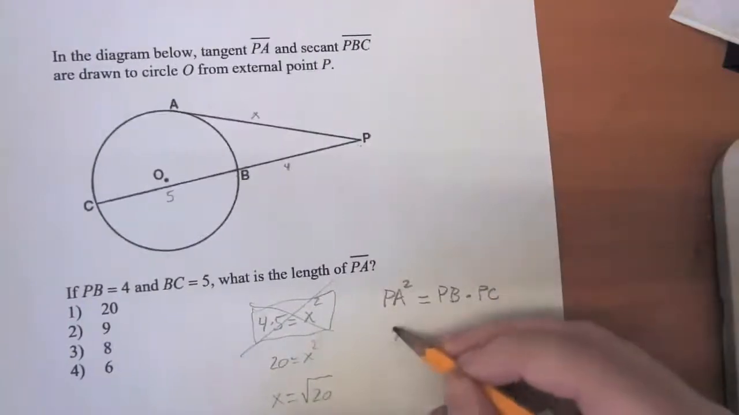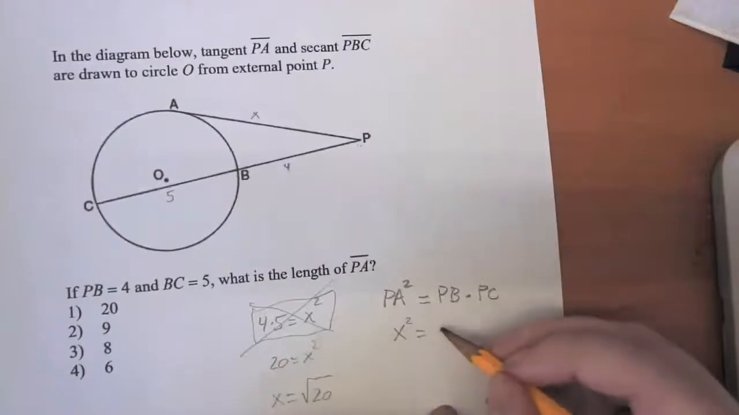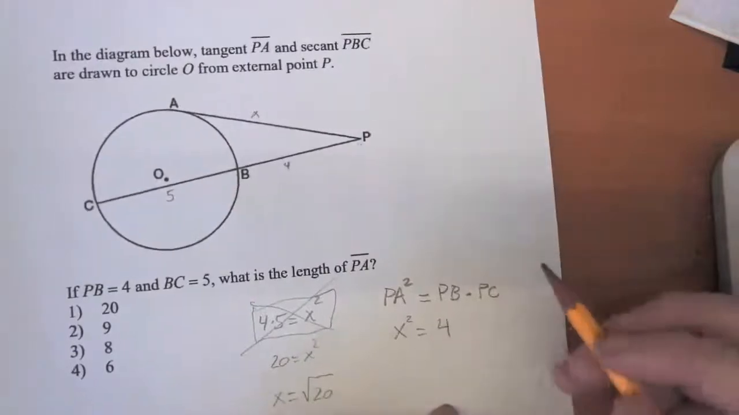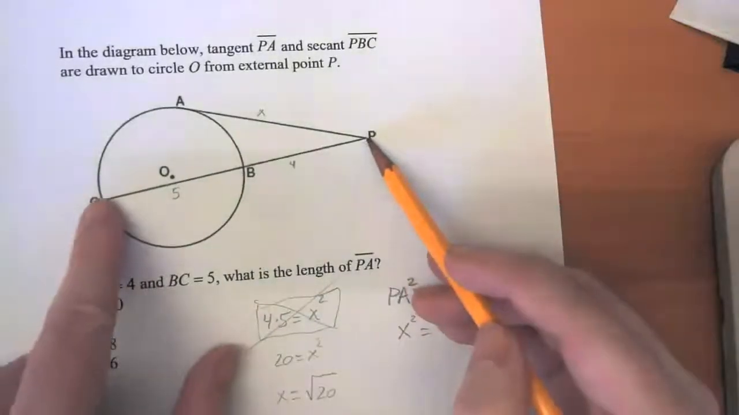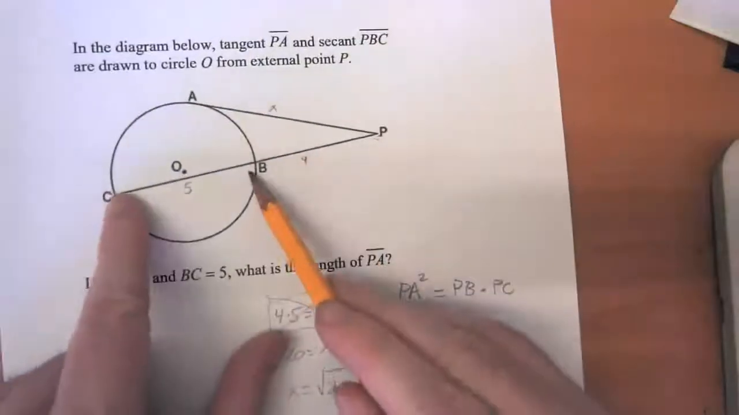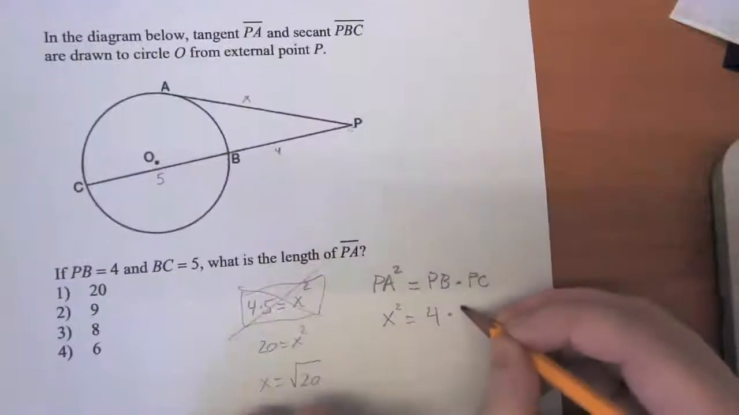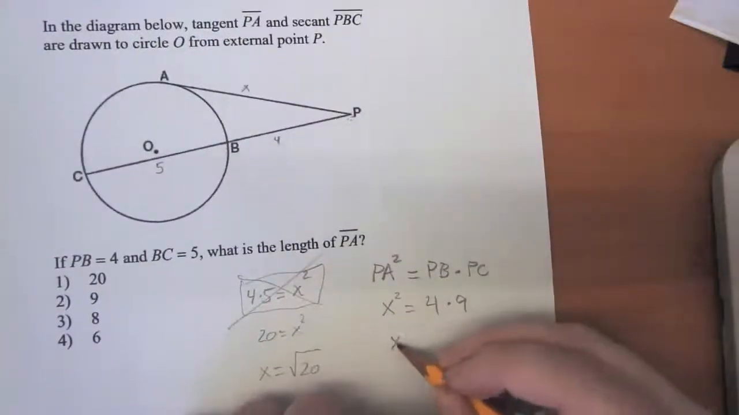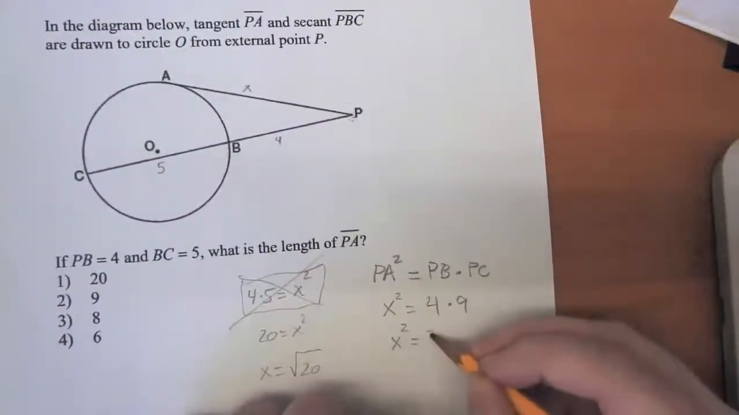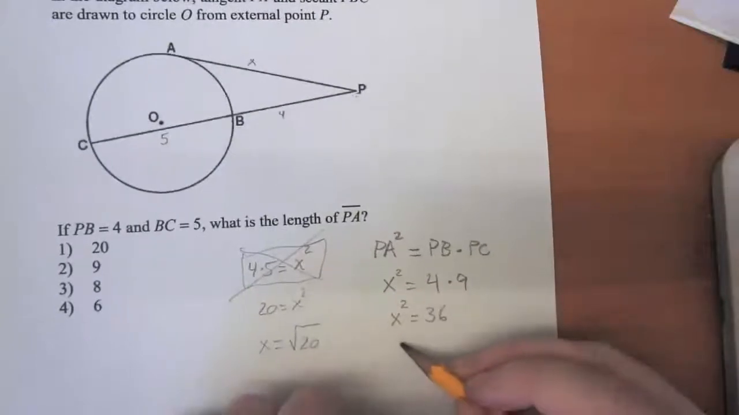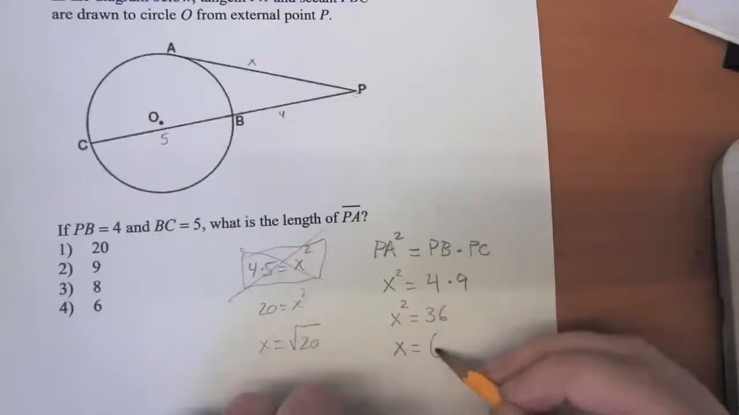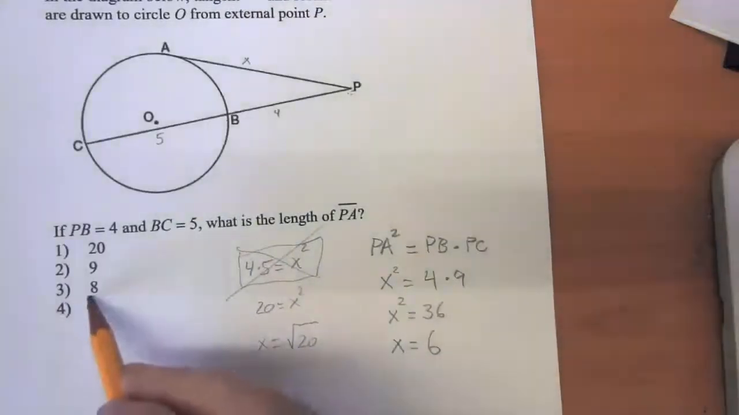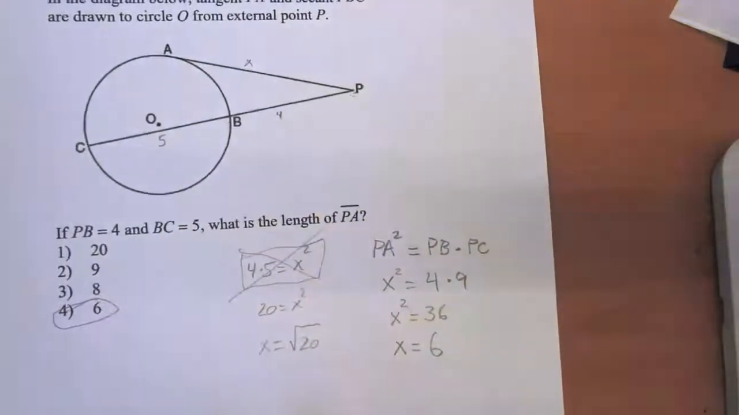All right, so this is our x squared, and PB is 4, but what is PC equal to? Well, PC, the distance from here, is 4 plus 5, so it's 4 times 9. And so 4 times 9 is 36, and so a number which multiplied by itself gives us 36 is equal to 6. And so our answer to this question is 4.